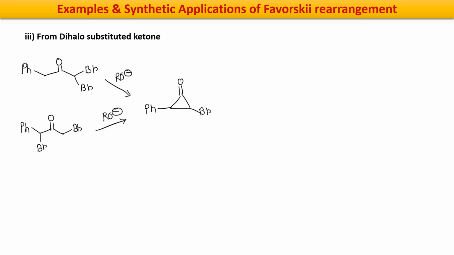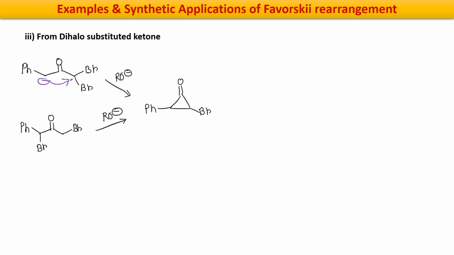The third example, dihalo substituted ketone. So until now you have seen a single halogen, but there may be dihalo. Now see, two different types of dihalo we have. This is geminal type, that is, the same carbon has two halogens. Negative charge will be generated here, it will be attacking here. You will get this type of cyclopropanone.